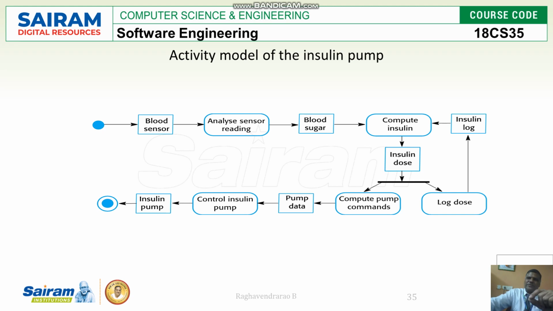Then, if the insulin dose is needed, whether the sugar is high or low, it should be injected. So compute the pump commands: how much dose is required, and that instruction should be given to the pump. Then the pump takes that data and controls the insulin pump. Instructions are given like that, then the insulin pump takes them and injects.